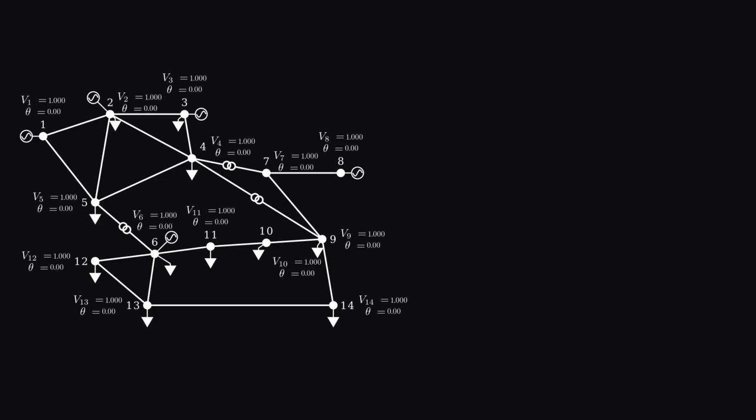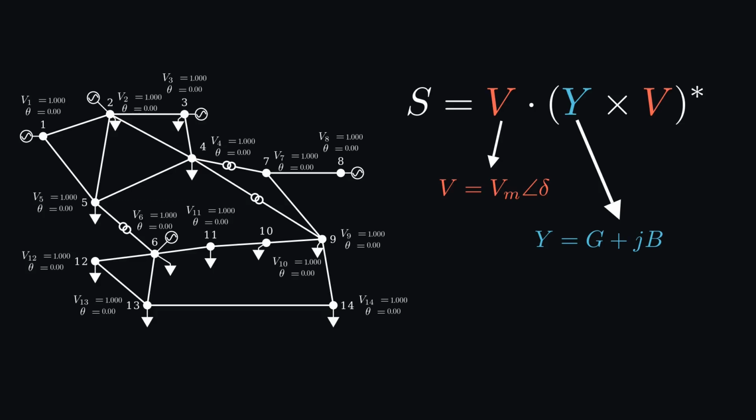At the heart of power flow analysis lies a fundamental relationship between power, voltage, and the electrical properties of the network. The complex power injected at each bus, S, is given using the product of the bus voltage V and the conjugate of the current, which can be expressed using the admittance matrix Y multiplied by V. In a compact form, this can be written as the equation you see on screen.